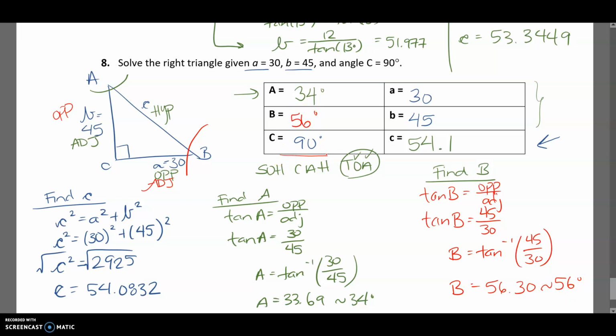My largest angle, 90 degrees, is across from my longest side. My smallest angle is across from my smallest side.